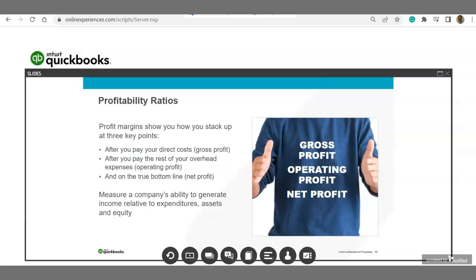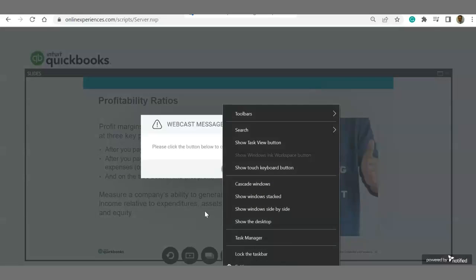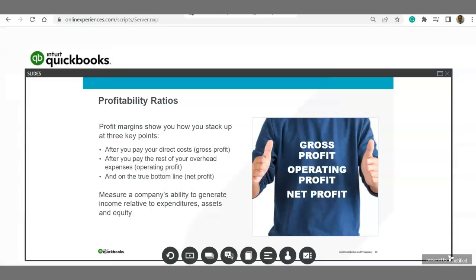Okay, here we are at our fourth category of ratios. We've done liquidity, solvency, efficiency ratios, and now we're moving on to profitability ratios. And we're going to kind of move over to the P&L. The profitability ratios measure a company's ability to generate income and profit relative to expenditures and relative to asset and equity.